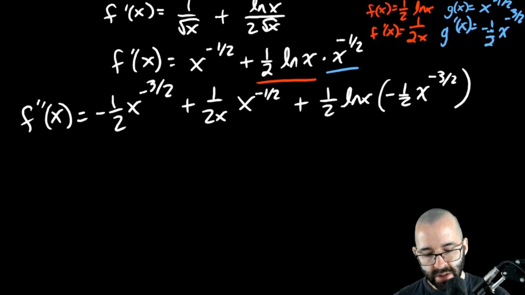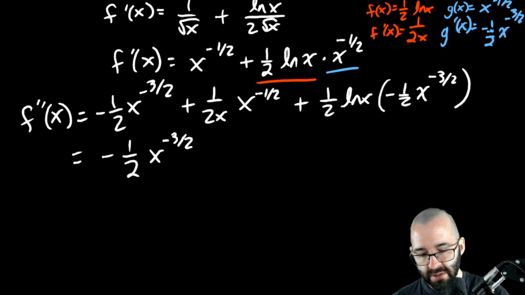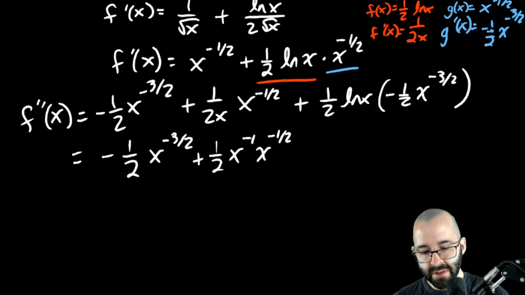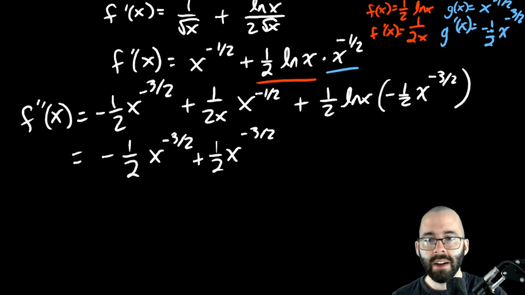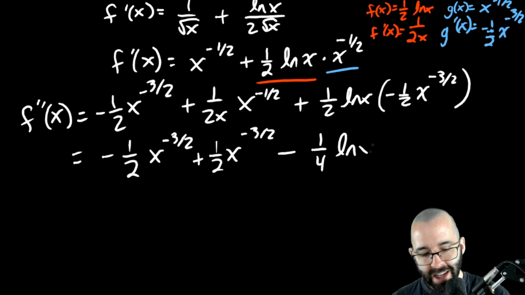And we will then just simplify this a little bit. This gives us negative 1/2 x to the negative 3/2. This becomes 1/2 x to the negative 1 times x to the negative 1/2 right here. So that also becomes 1/2 x to the negative 3/2, minus 1/4 ln x times x to the negative 3/2.